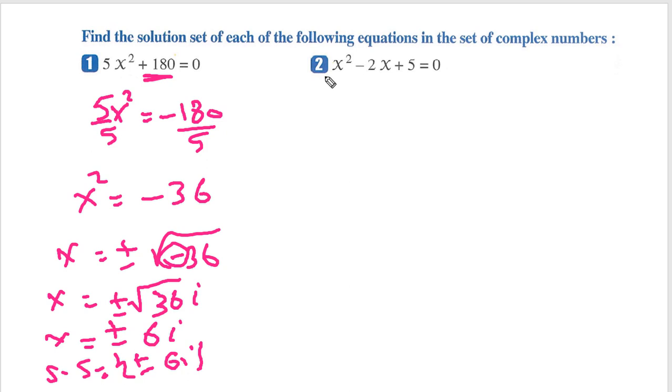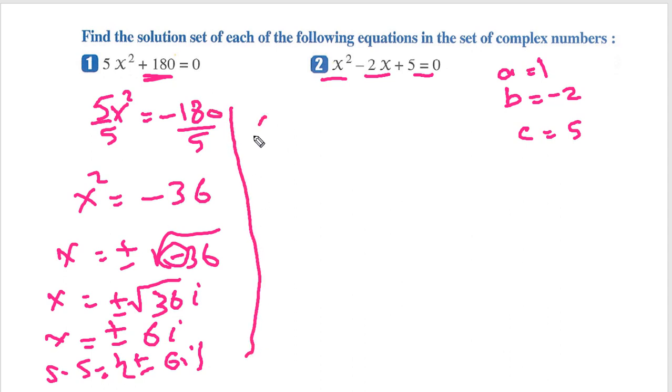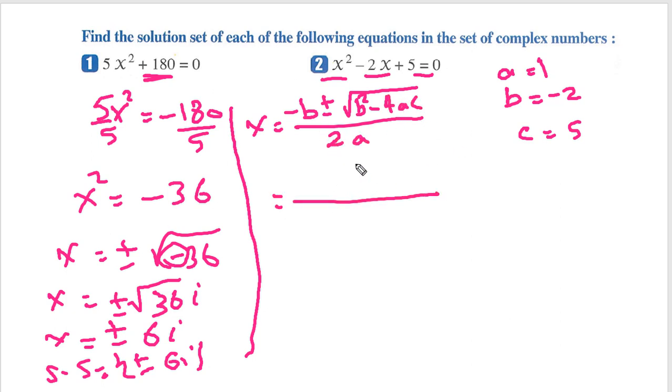But here you have a quadratic form. Then a is equal to 1, b is equal to negative 2, c is equal to 5. We can find x is equal to negative b plus or minus the square root of b squared minus 4ac, divided by 2a. Complete your answer. Negative b is negative negative 2 here. It will be what, guys? Here it will be 2 plus or minus the square root of b squared, which is 4, minus 4 times 1 times 5, which is 20, divided by 2 times 1, which is 2.